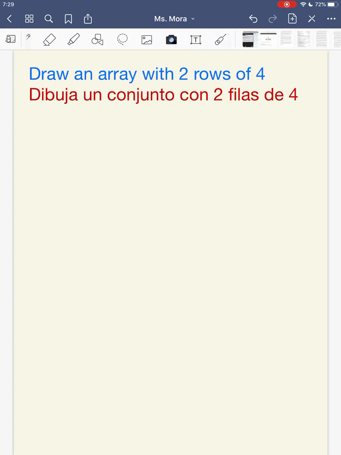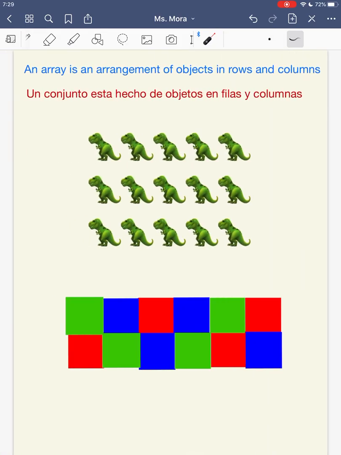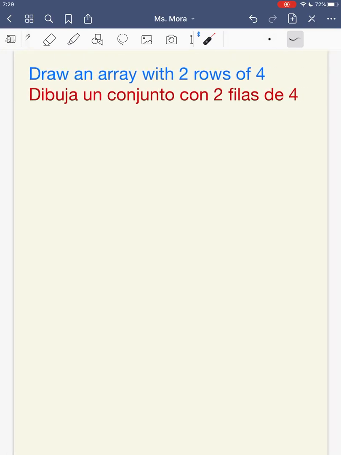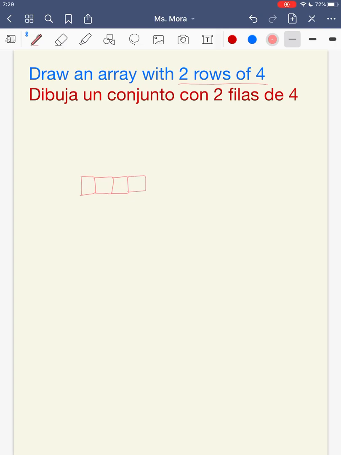So we said that it was going to look like this array with squares and no spaces in between. We're just going to draw it. So what I'm going to do is, if it says 2 rows of 4, I'm going to start by drawing 1 row. And remember, rows go across. And there are 4 in this row. And then another row. So here's my second row with 4 squares in that one. And that's my array.